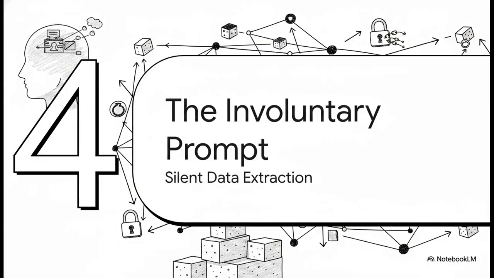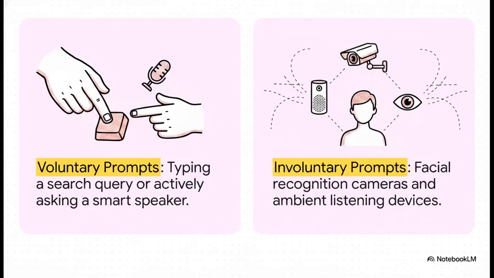Building on that, the research introduces a particularly chilling concept for our fourth section, the involuntary prompt. Think back to the text prompt step we were just talking about. Often, our inputs are voluntary. You type a search into Google, or you actively ask your smart speaker for the weather. But conversely, the author argues that a massive amount of algorithmic input today is involuntary.